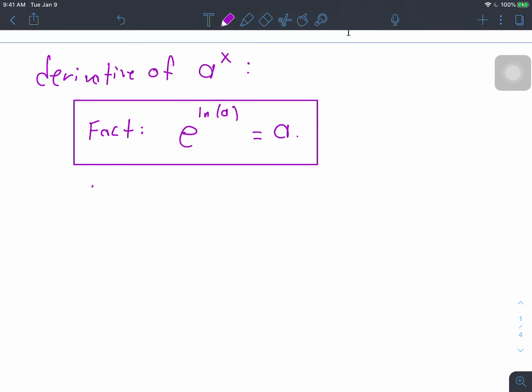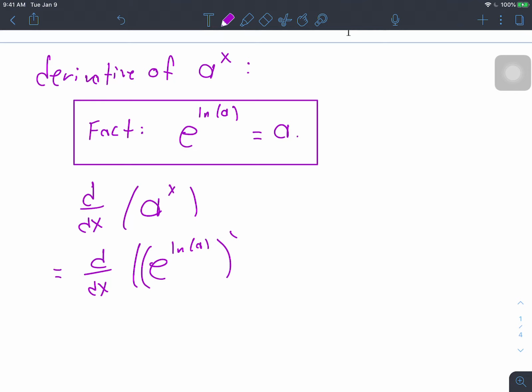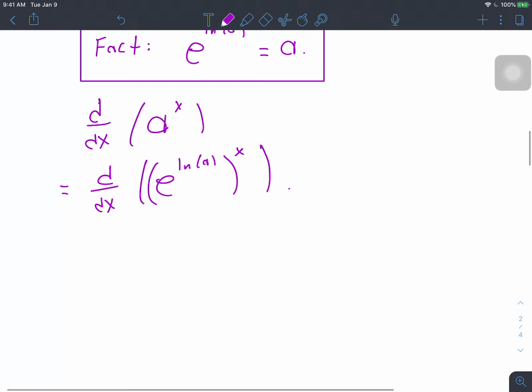Okay, so if I want to do d dx of a to the power x, it's the same as doing d dx of e to the ln of a all to the power x. Remember, ln of a is just a number here. I can plug it in on my calculator, I'll get some decimal. If I take something to a power and then to another power, what do I do with the powers? Do I multiply or add?